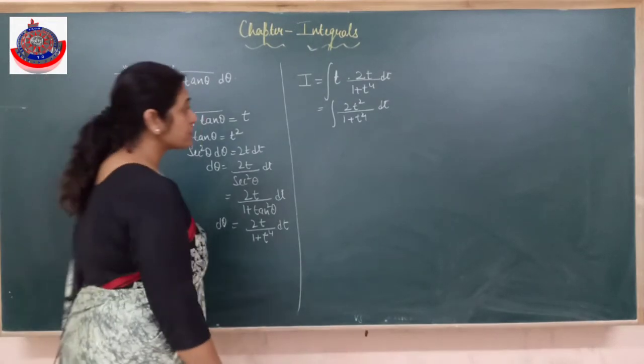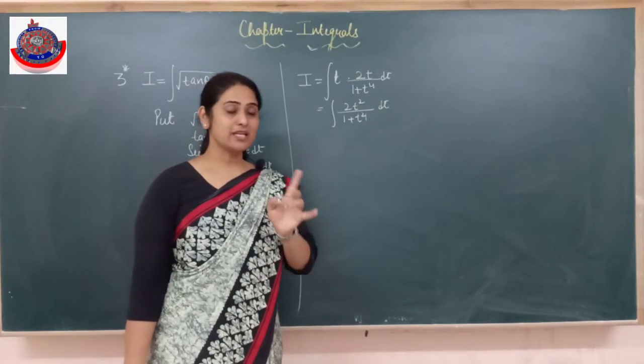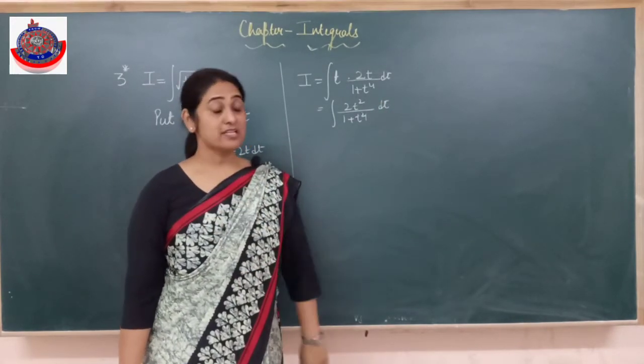Now for the forms which we have done, it should be t square plus 1 or t square minus 1. I have t square, but t square plus 1 and t square minus 1, that I have to make it.